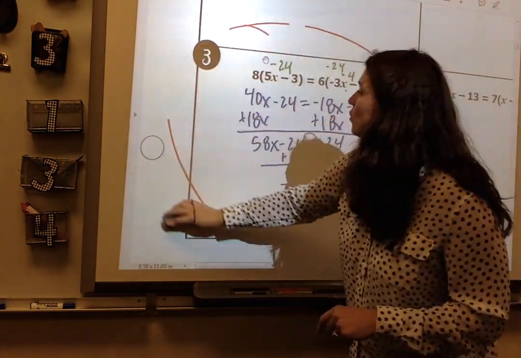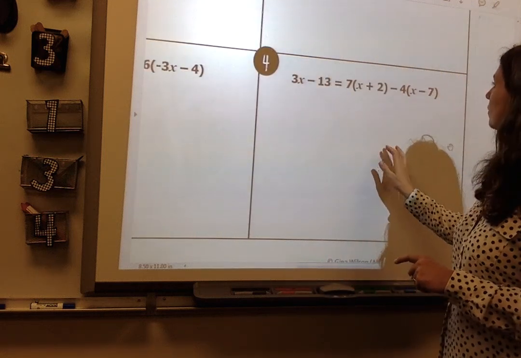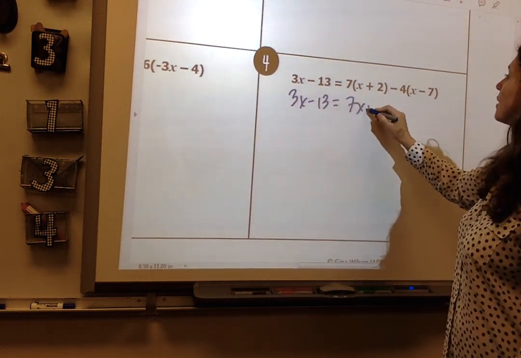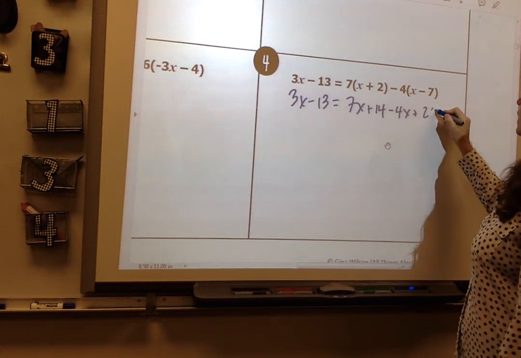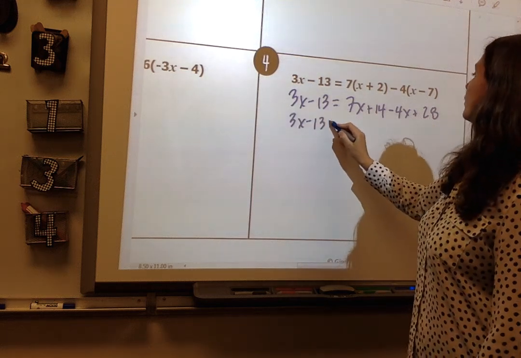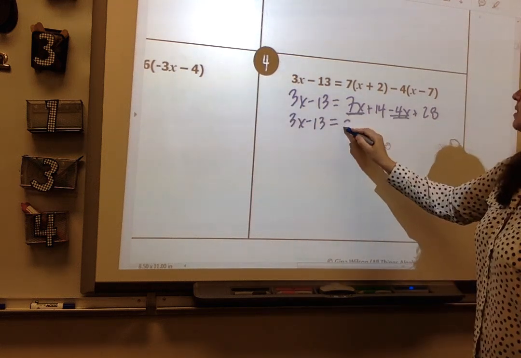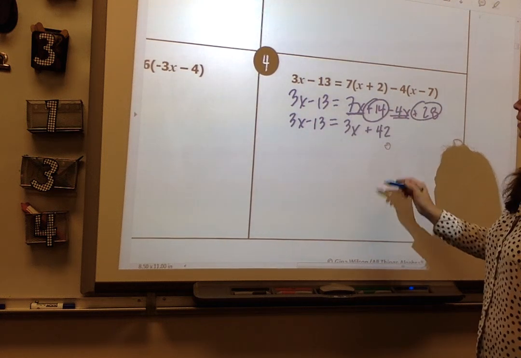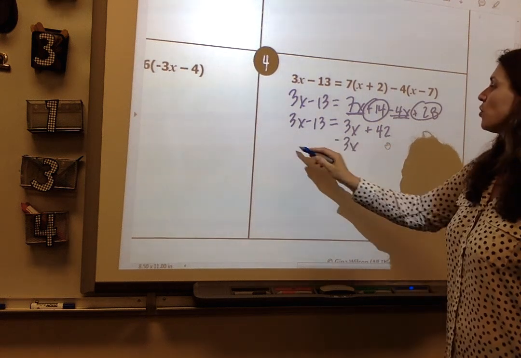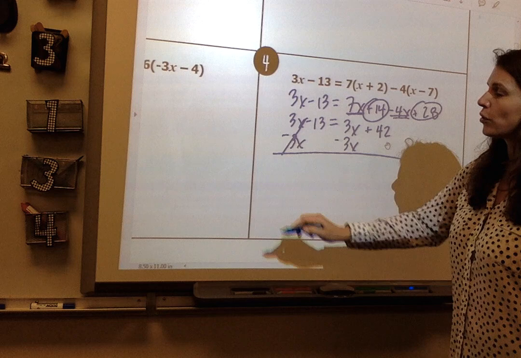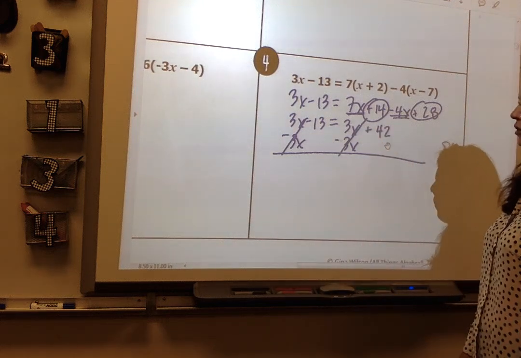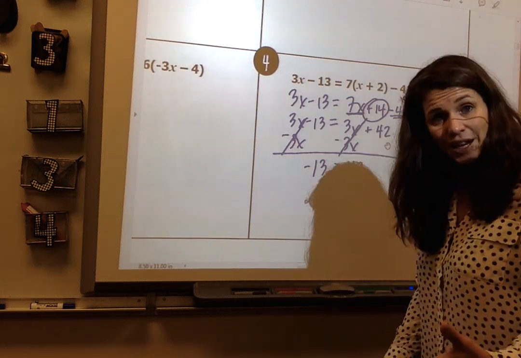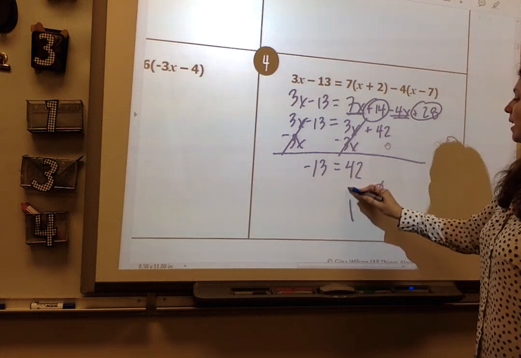All right, and then, of course, let's do number 4. So I'm going to distribute. That stays the same, and I get 7x plus 14 minus 4x plus 28. So 3x minus 13 equals, over here I'm going to combine my x's to get 3x. Positive 14 plus positive 28 is plus 42. I'm going to subtract my variable term on both sides. My variable term is canceled on the left and canceled on the right. I'm left with negative 13 equals 42. So I ask myself, is that a true statement? No, it is not. So my answer is no solution.